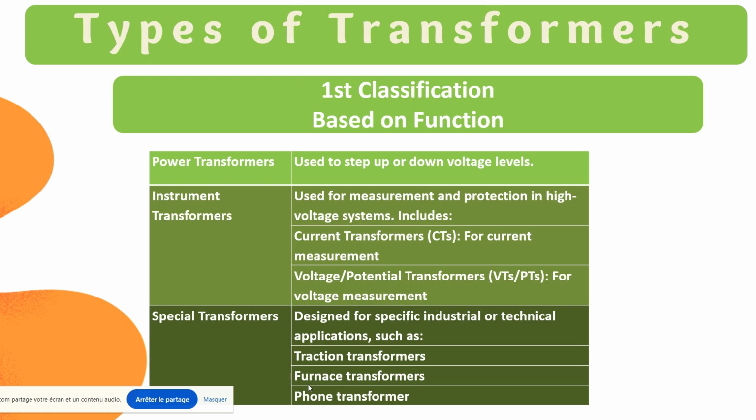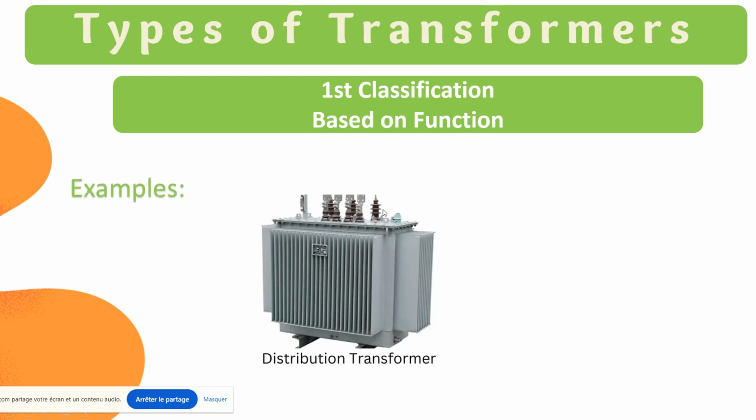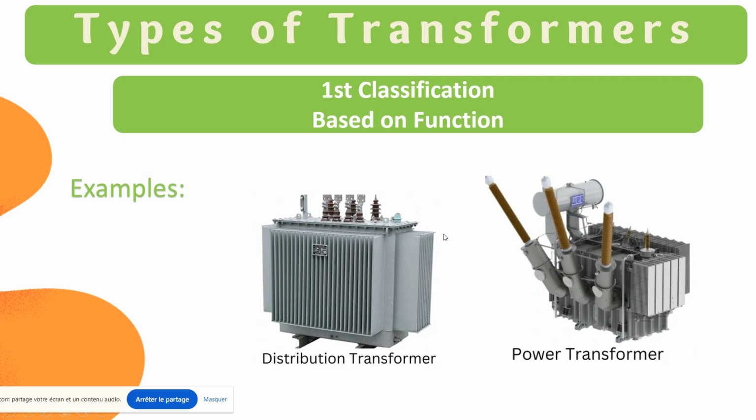We have, for example, furnace transformers, les transformateurs de four, d'accord. Ils sont dédiés principalement pour des utilisations dans les usines, okay. And for example, we have phone transformers that allow us to charge our mobiles. Yeah, I brought here some examples related to power transformers. For example, we have distribution transformers, and there are power transformers.